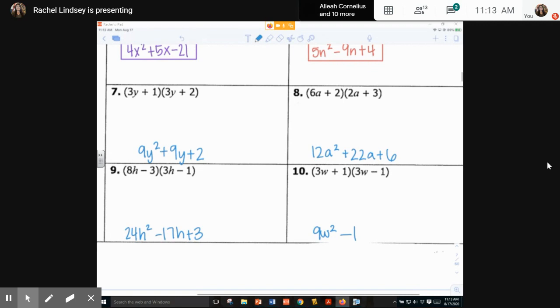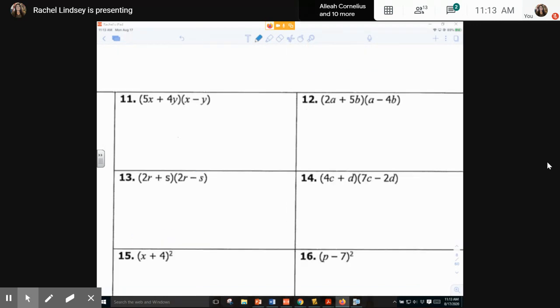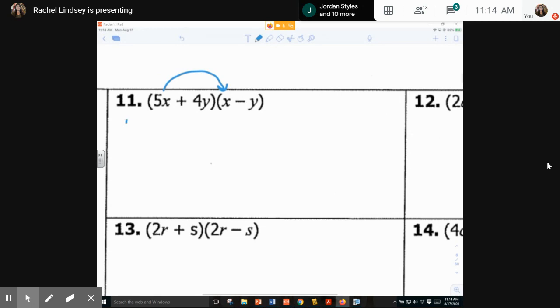Okay, so now looking at number 11 on the next page. We have two variables in here. We have x and a y. So we got to be careful with these. So what's 5x times x? 5x squared. And then what's 5x times negative y? Negative 5, because negative 1 times 5 gives you negative 5.